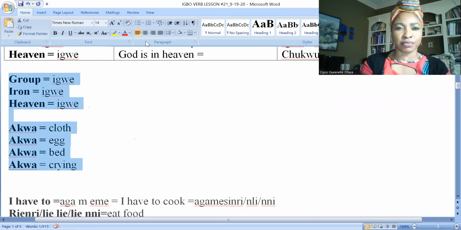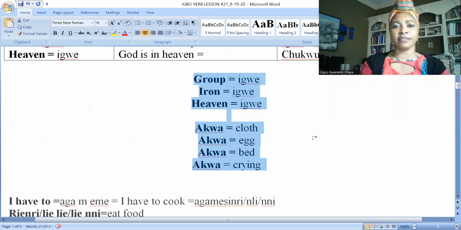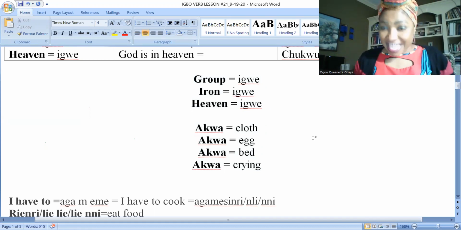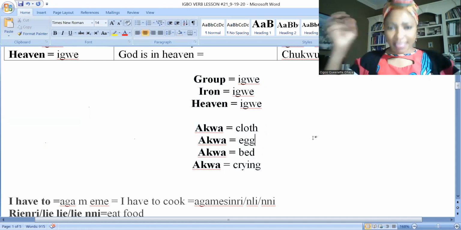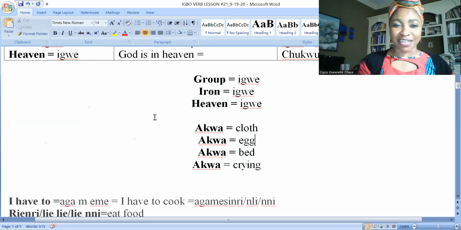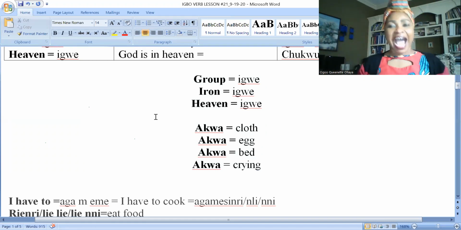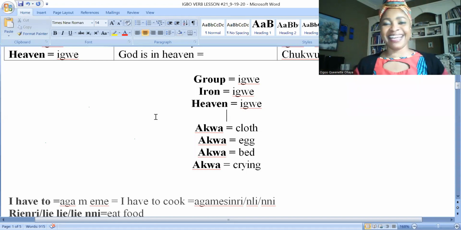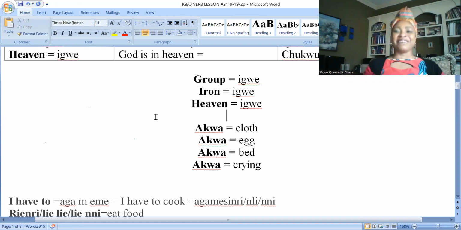I'm trying to see if I can put it in the middle. Okay, so this is it. The group is Igwe, Iron, Igwe, Heaven, Igwe. Now we have another one. Aqua, clothes. Okay. Aqua, egg. Aqua, bed. Aqua, crying. See if you get it.